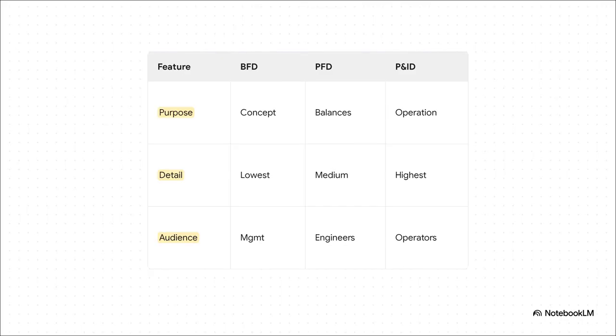This table sums it up perfectly. You see the hierarchy here. The BFD is for the conceptual overview, for management. The PFD has all the process data for the engineers doing the design. And then there's the P&ID, which has the absolute highest level of detail. Every single valve, every instrument, for the operators and technicians who have to run and maintain the plant. Each diagram serves a very specific purpose for a very specific audience.